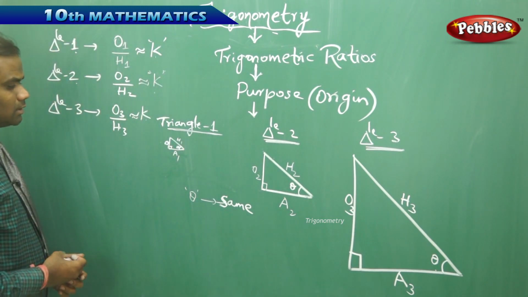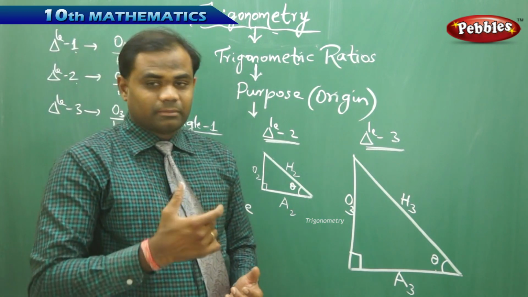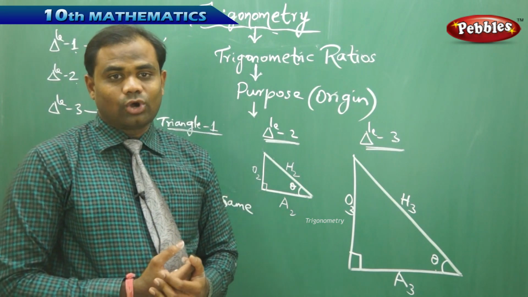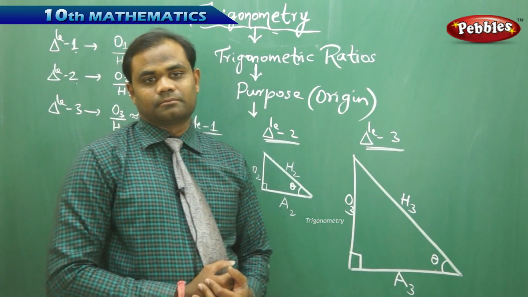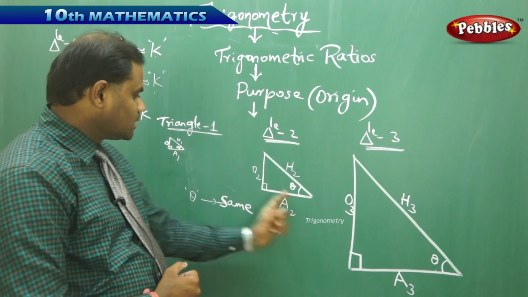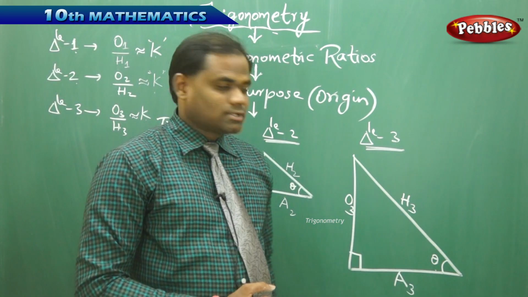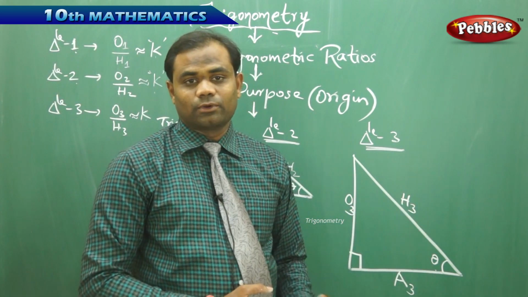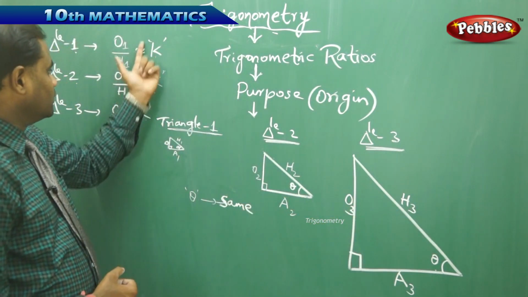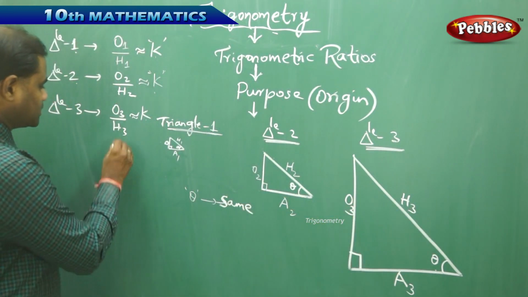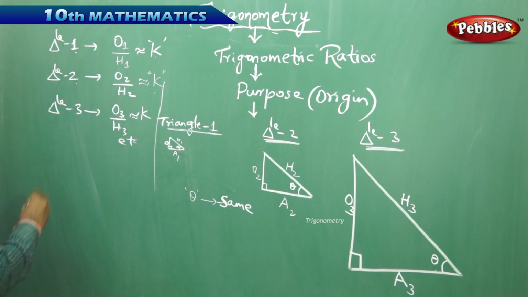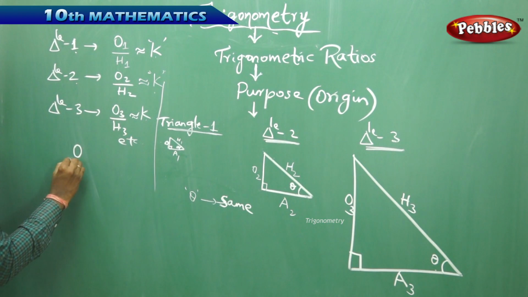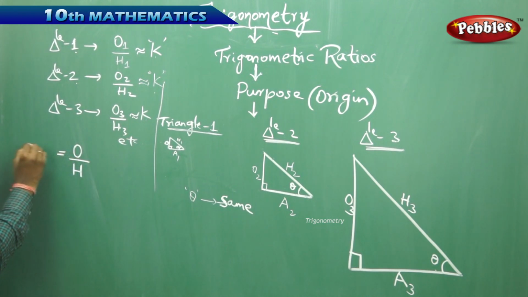Therefore, this made mathematicians understand the common factor between each of the triangles where one of the angles is same. In a right angle triangle where theta is same, there was some relation between opposite side and hypotenuse of each of the triangles, where all of them were k. So the mathematicians started calling that opposite by hypotenuse as sine theta.